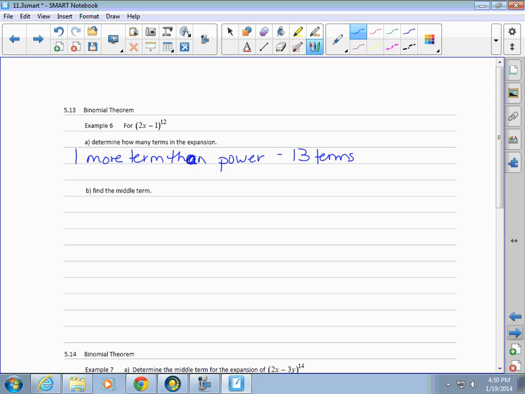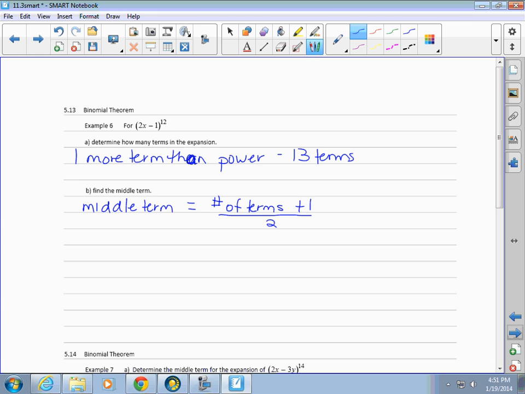Find the middle term. So there's a way of finding our middle term. If there are 13 terms, then our middle term is going to be the one that will have exactly the same amount of terms on one side and the same amount on the other. So our middle term is always going to be the number of terms you have plus 1, and divide that by 2.